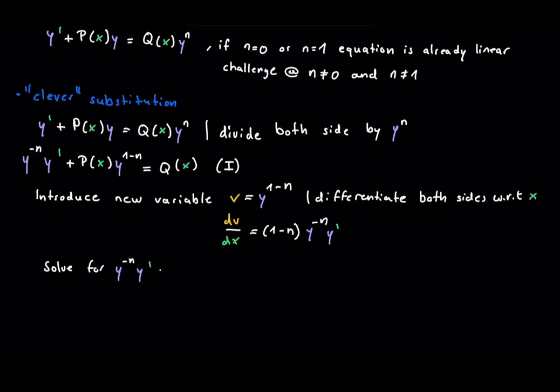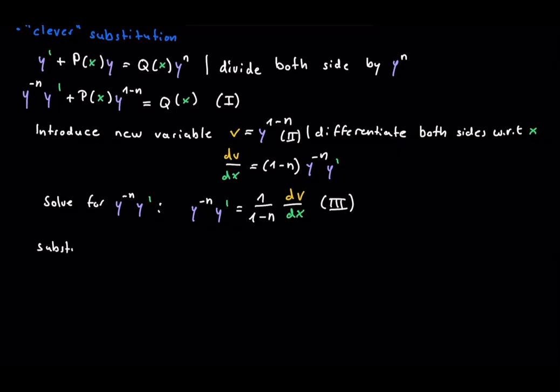This new variable v lets us express that messy nonlinear term as something involving just dv over dx. We can now solve this expression for y to the negative n times y prime. It becomes y to the negative n times y prime equals 1 over 1 minus n times dv over dx. This is the magic moment. That single substitution untangles the nonlinear power of y. We've replaced the nonlinear mix of y and y prime with a single linear derivative of v.